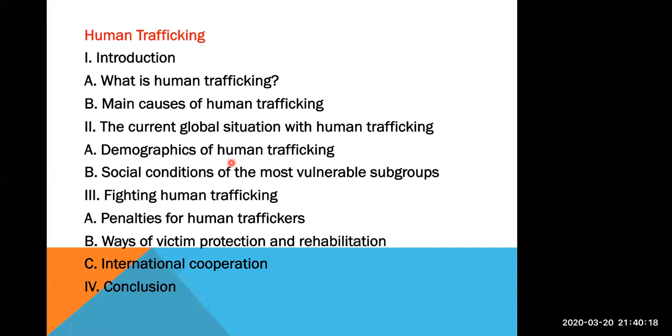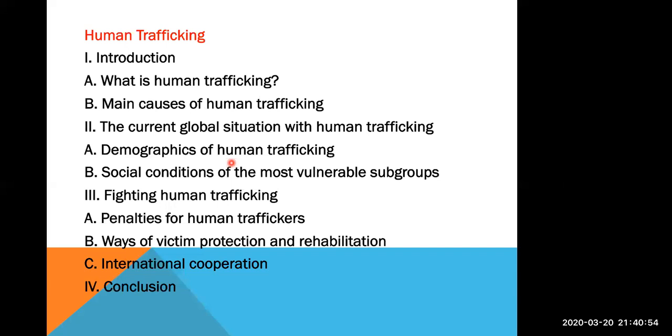Later, he talks about how to stop human trafficking by showing 3 different ways: making penalties for human traffickers, by punishing those people; ways of victim protection, and making some kind of rehabilitation; or he was in quest of international cooperation. So 3 basic ways that are closely connected to banning human trafficking in this case. And the last part, he put his conclusion as the last part of his human trafficking research.